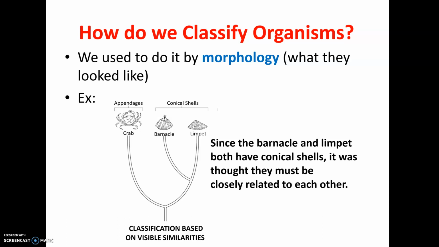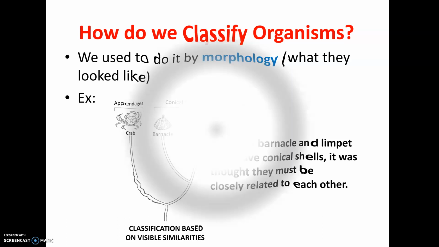So the old way to do it, before we really knew a lot about evolution, before we knew as much about DNA technology, things like that, we just based it on morphology. Early systems just based it on what they look like. So for example, in this picture, we can see that the limpet and barnacle are classified as being related to each other, more closely related than they are to the crab, because they both have shells.